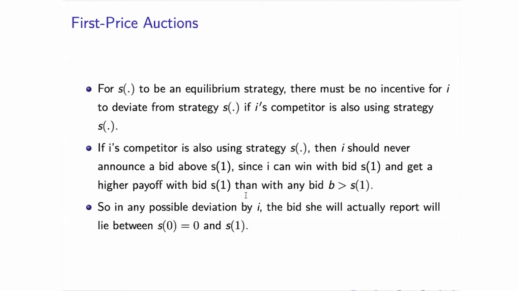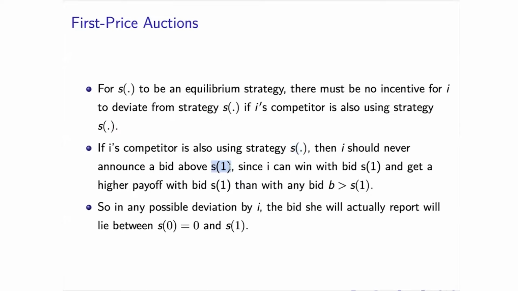Okay. Now, remember, we are looking at an equilibrium strategy. So by the definition of Nash equilibrium, for this function S to be an equilibrium strategy, there must be no incentive for i to unilaterally deviate from S when my competitor is also using S, right? That's the Nash equilibrium definition that you have seen. So let's think about the implications of that. If the competitor is also using the strategy given by this function S, then clearly I should never bid more than S of 1, right? Why is this the case?